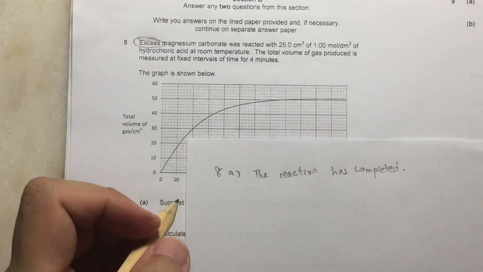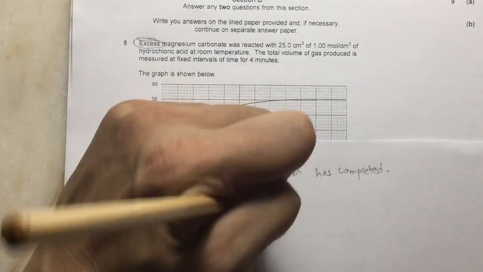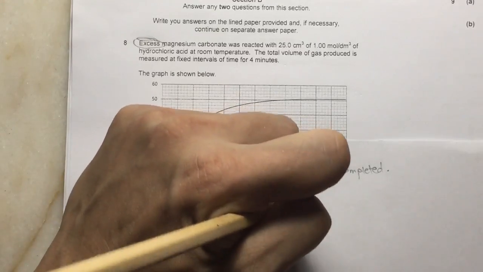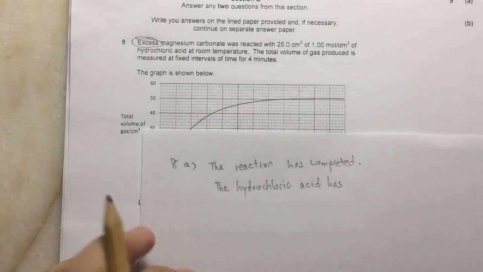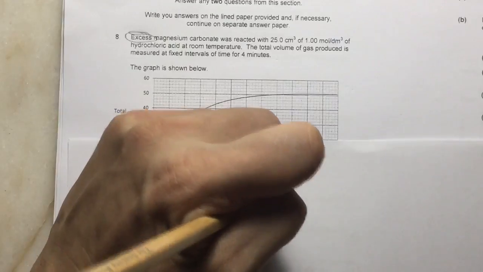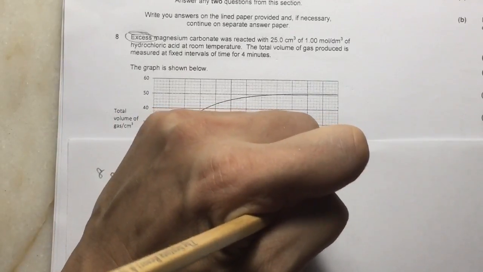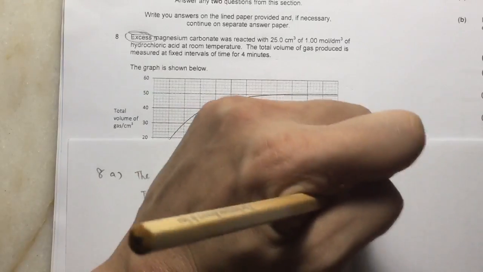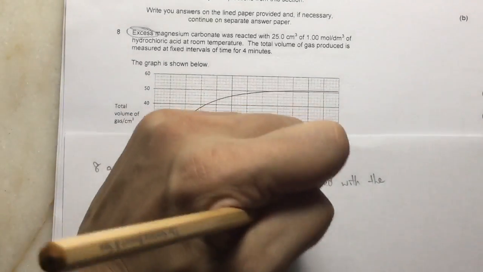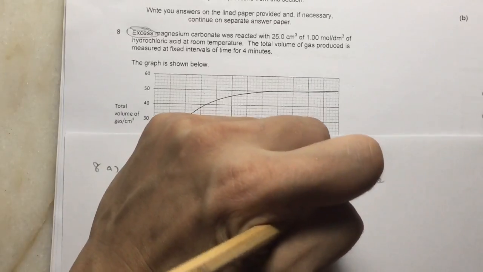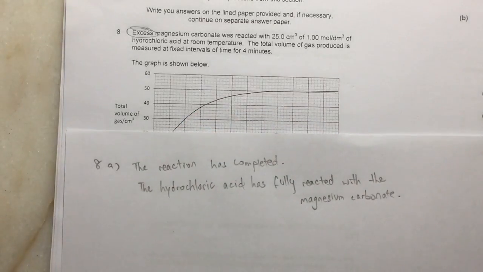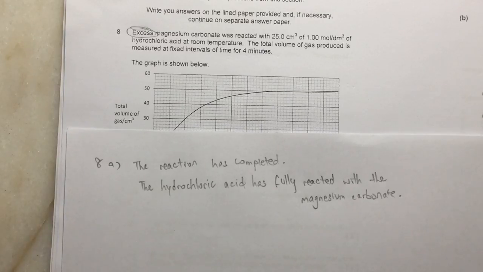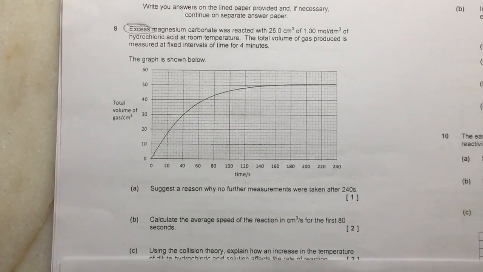Or you could also say that the hydrochloric acid has, or you could say the hydrochloric acid has fully reacted with the magnesium carbonate. Okay, that's A. Part B.